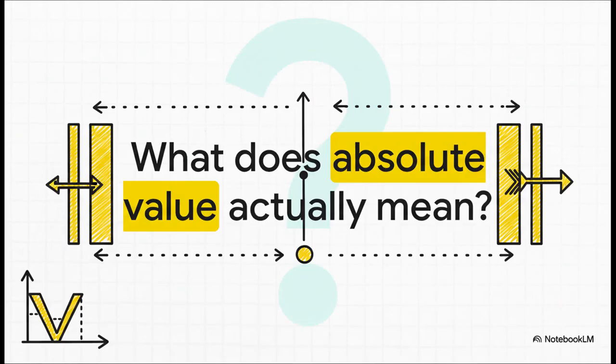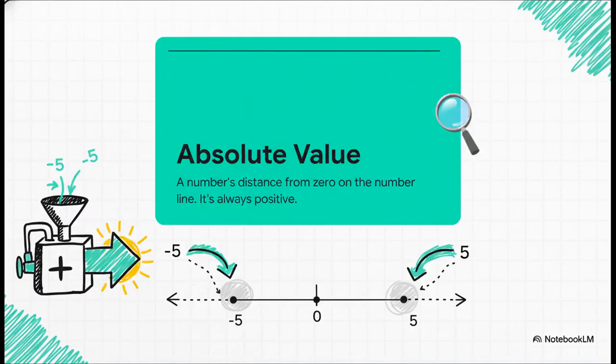So before we even touch a graph, let's just back up and ask the most basic question of all. When you see those two little vertical bars around a number, what do they even mean? What are they telling you to do? At its heart, absolute value is just about one thing: distance. How far is a number from zero? And think about it. Distance can't be negative, right? It's like a positivity machine. You put in -5, it asks, how far is that from zero? The answer is 5. You put in +5, same question, same answer. A positive number always comes out.